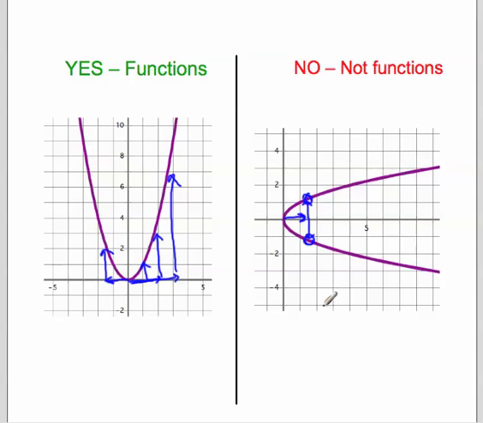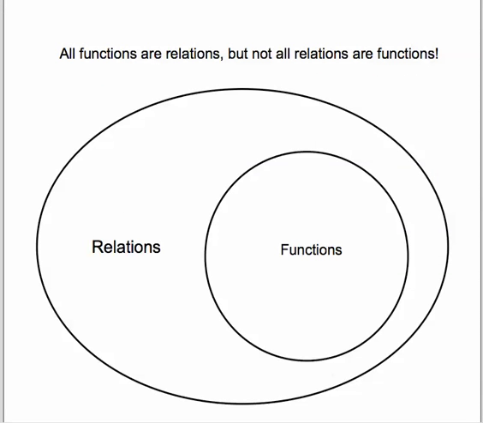And I'll give you a quick rule in the next video for looking at graphs and remembering that. So remember that all functions are relations. A relation is just a mapping rule, and a function is a mapping rule that has only one output for any one input. So all functions are relations, but not all relations are functions, and that's shown down here in the diagram. Functions are a subset of relations.